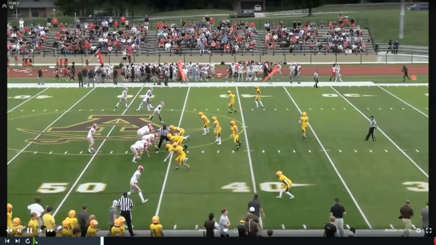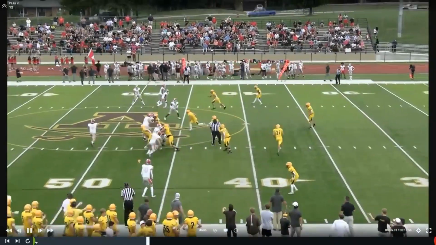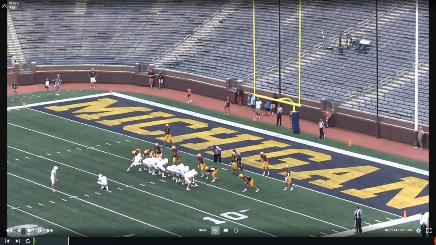All right, next clip. First of all, this is not a PAT. We're snapping from the 5. Now, in this particular case, this is a field goal to potentially put Team A ahead late in the game. Now, as a crew, we need to be thinking ahead and recognize time, score, and situation.